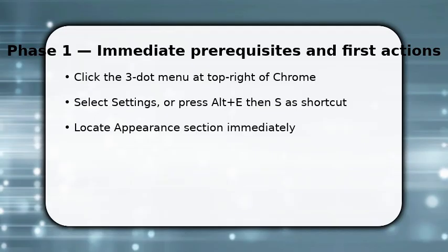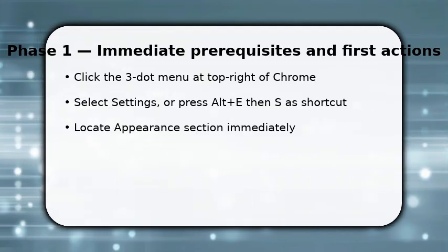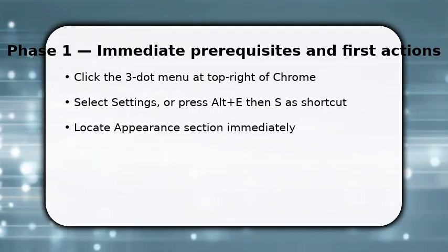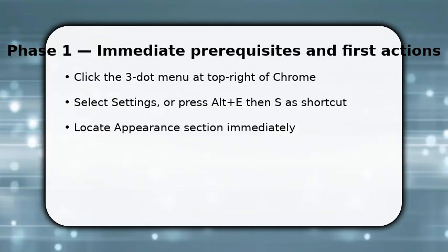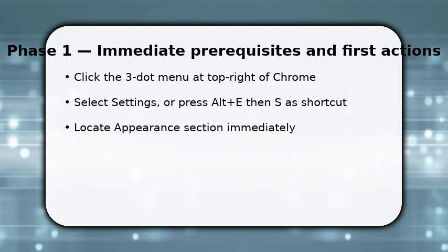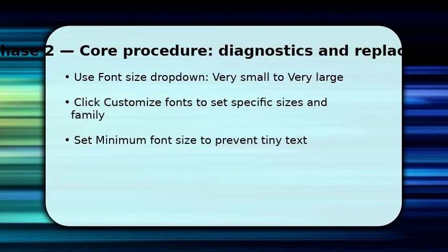If you prefer keyboard navigation, use Alt+E then S to open settings faster. This gets you into the exact panel where font size and type options live, and prepares you for precise adjustments next. Now you change the visible size and the specific fonts.